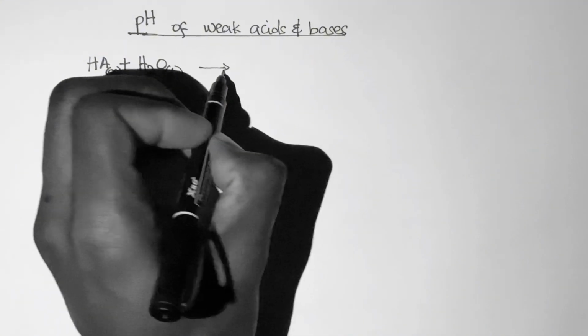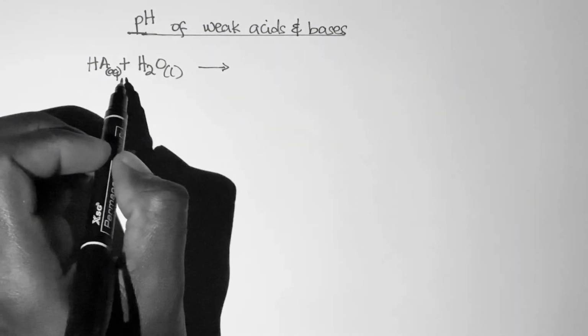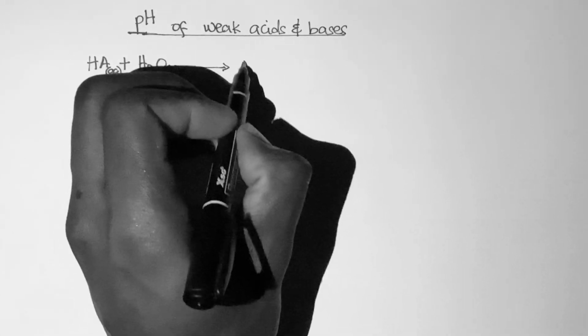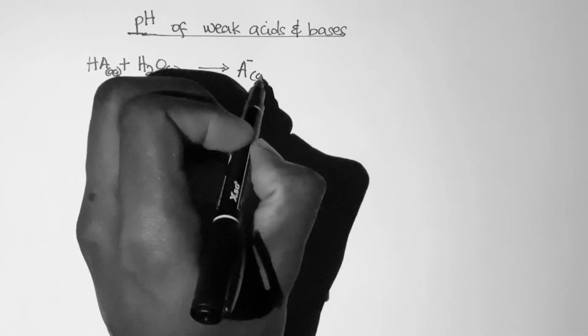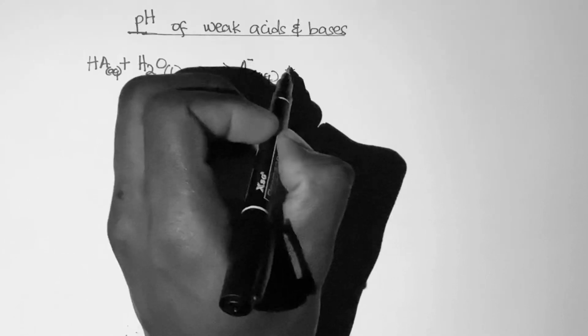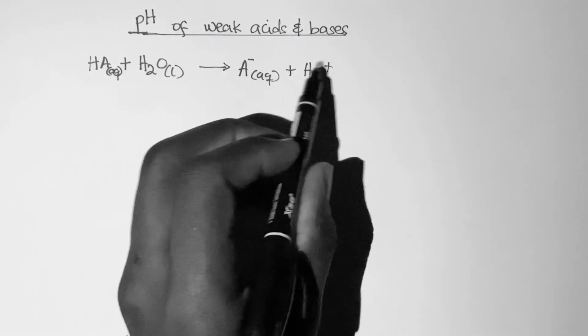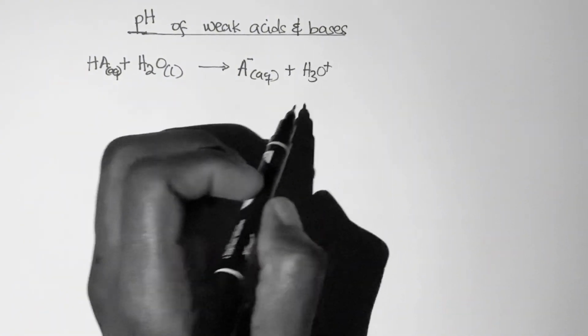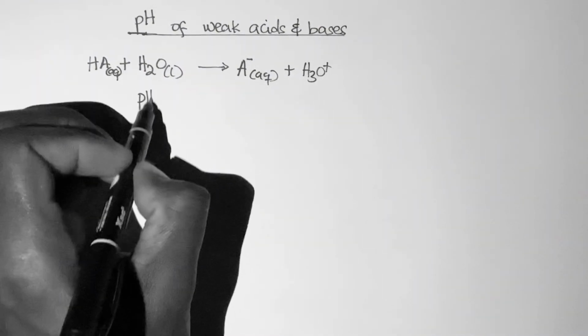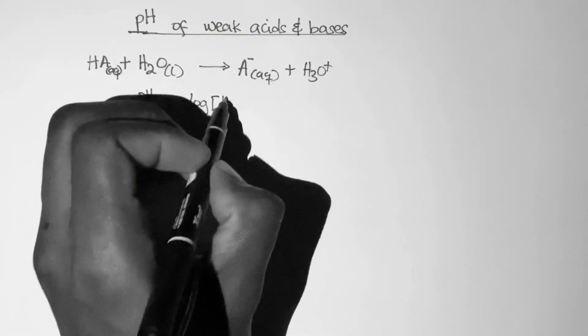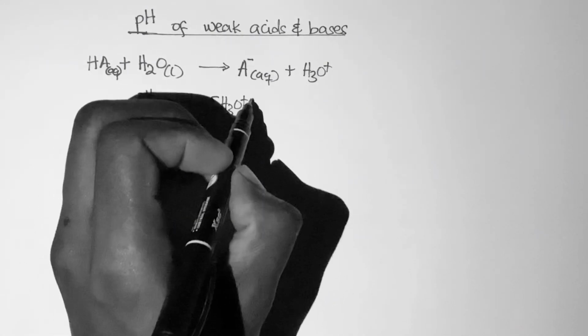We know that it will dissociate completely because it's a strong acid into the A- anions, which is in the aqueous phase, plus the hydronium ions. So finding the concentration of the hydronium ions, we can find the pH by saying that pH is equal to minus log of the concentration of the hydronium ions.